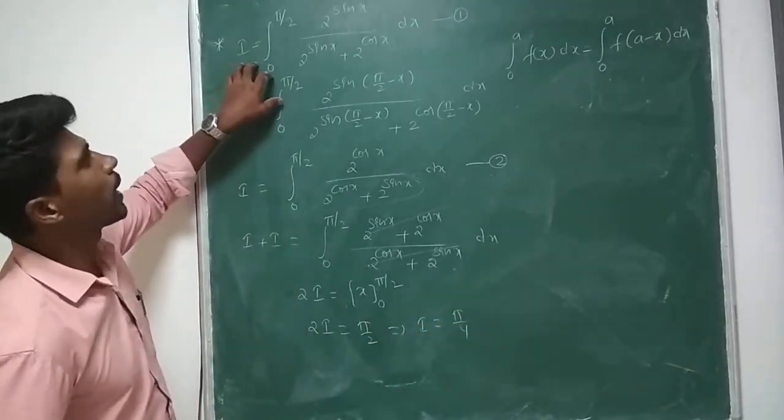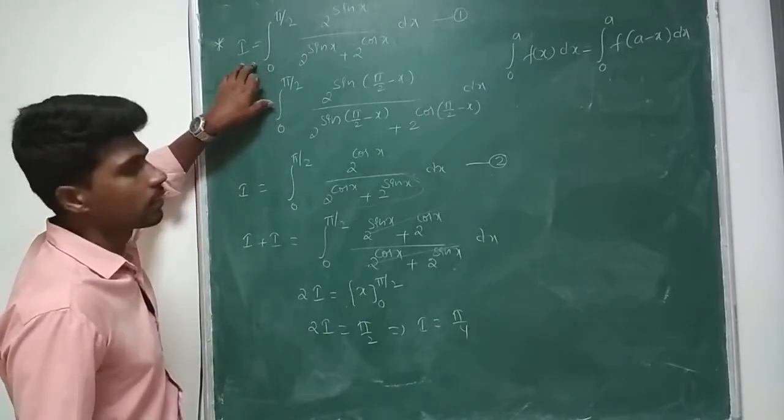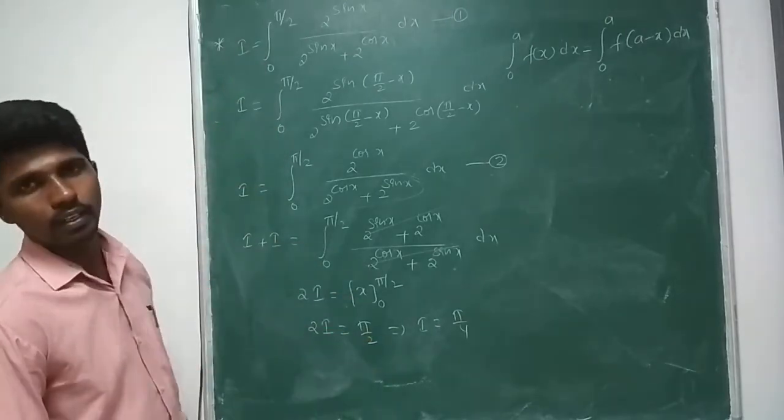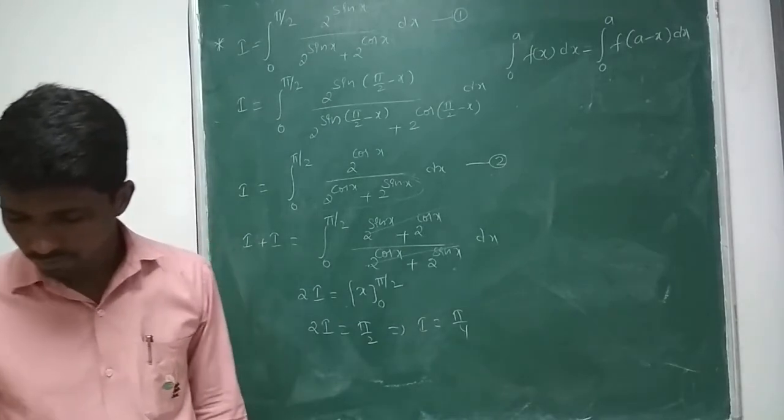So integral 0 to pi by 2, 2 power sin x by 2 power sin x plus 2 power cos x dx will be equal to pi by 4. After this, the next question.